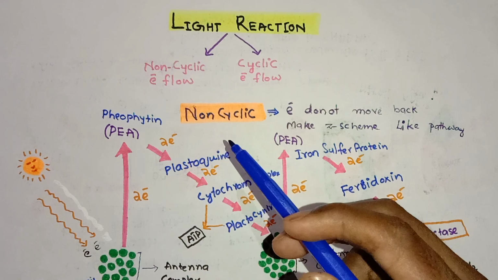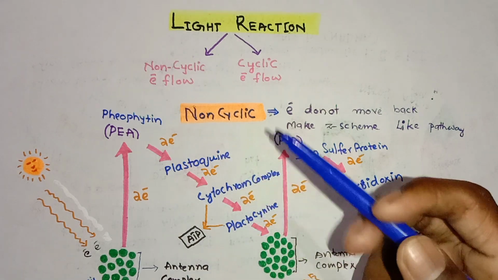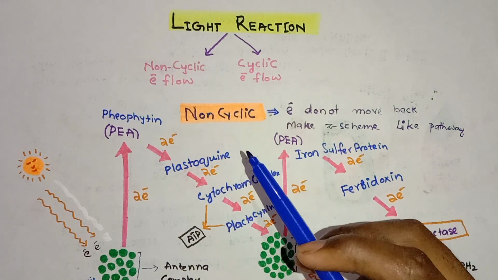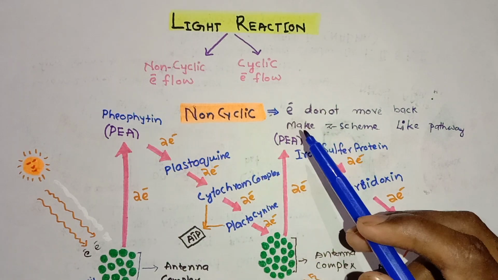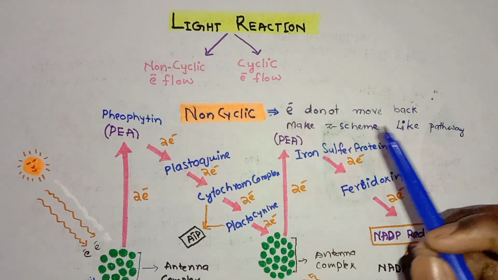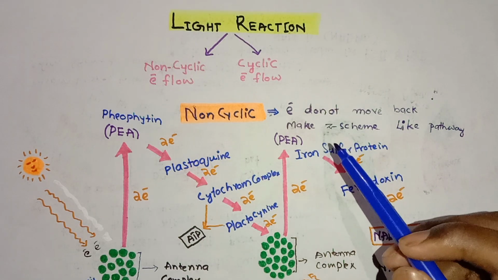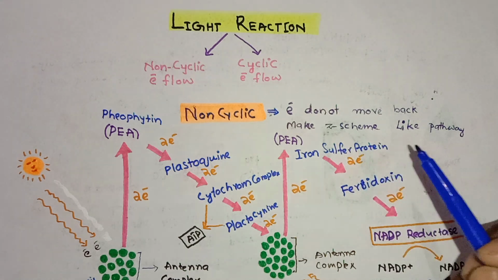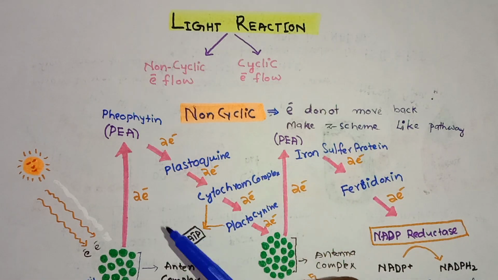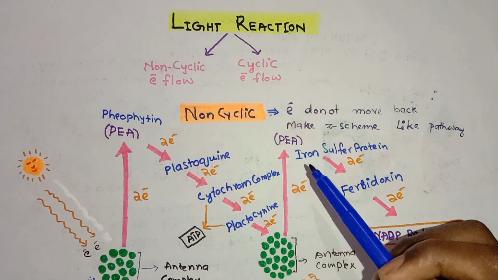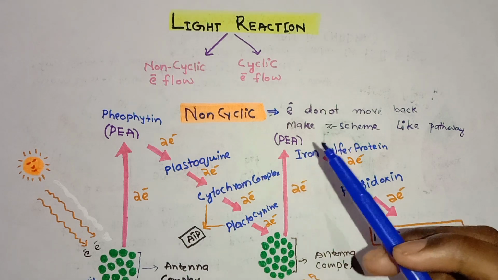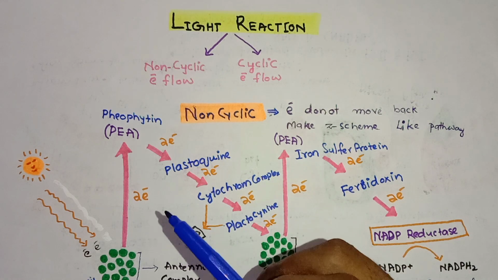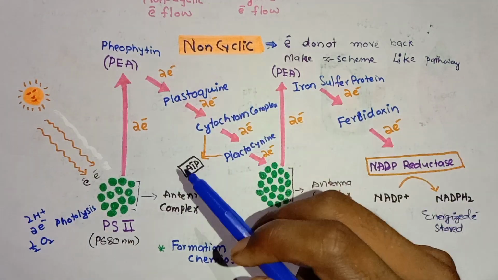Let's discuss the non-cyclic pathway. In our coming lecture, we will discuss the cyclic pathway. Now, what is the non-cyclic pathway? In this, electrons don't move back. As we have discussed, in this process the electrons don't move back, and it makes a Z-scheme-like pathway. Here you can see that this is a structure like Z. That is why we say it makes a Z-scheme-like pathway. So we will discuss the non-cyclic pathway.